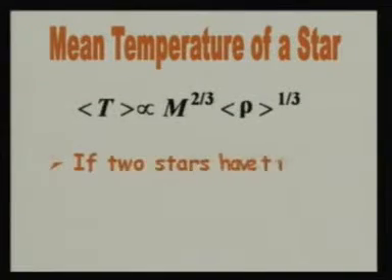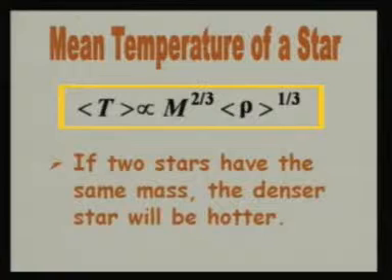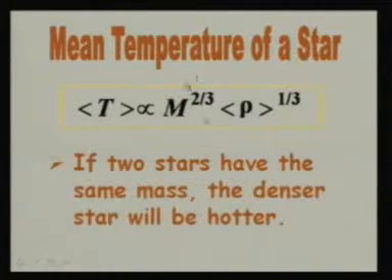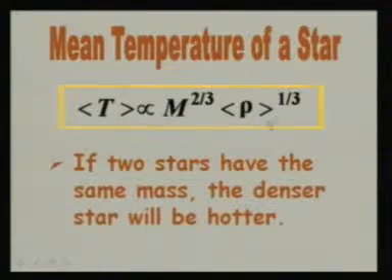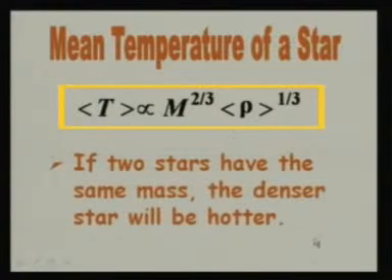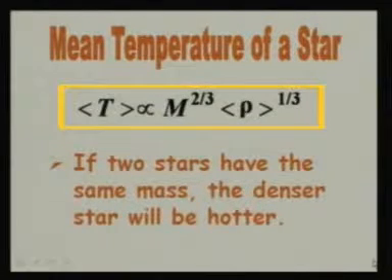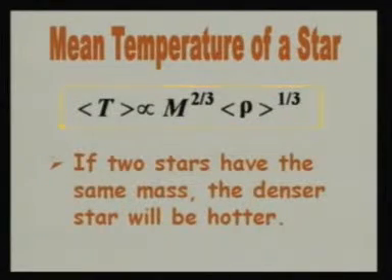And using this, and putting kinetic energy and potential energy in terms of mass and temperature, etc., you get this relation: the average temperature is proportional to the mass to the power 2 by 3 into the average density raised to power 1 by 3. And you see also that the average temperature is proportional to the mass to the power 2 by 3. So the higher the mass of the star, the higher is the average temperature in the star. So more massive stars are hotter stars.